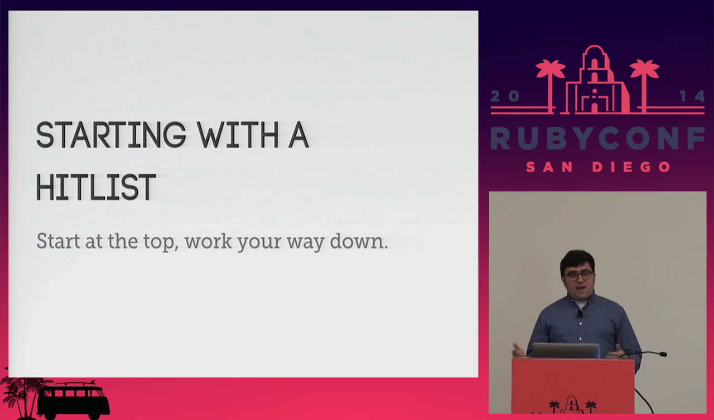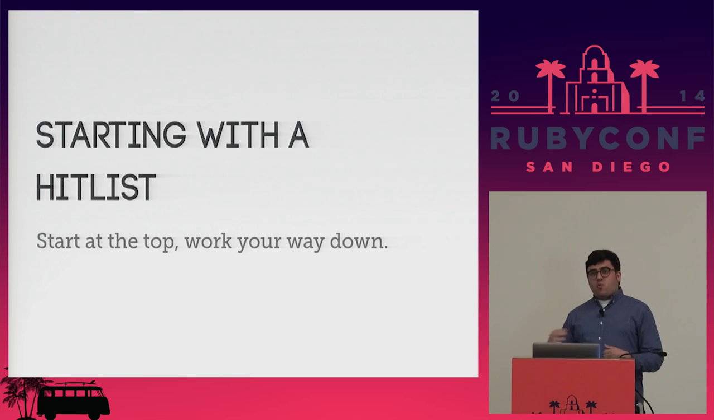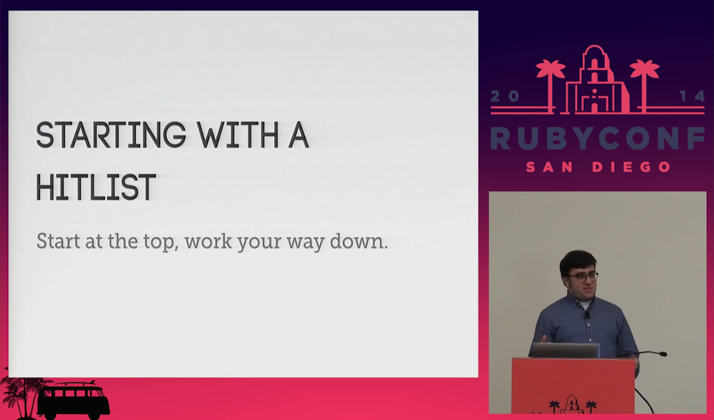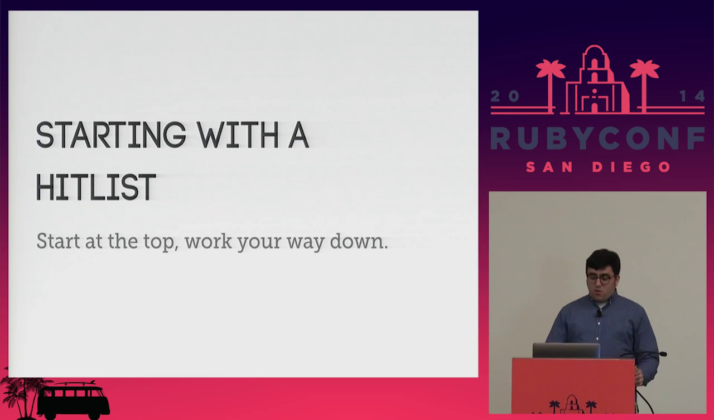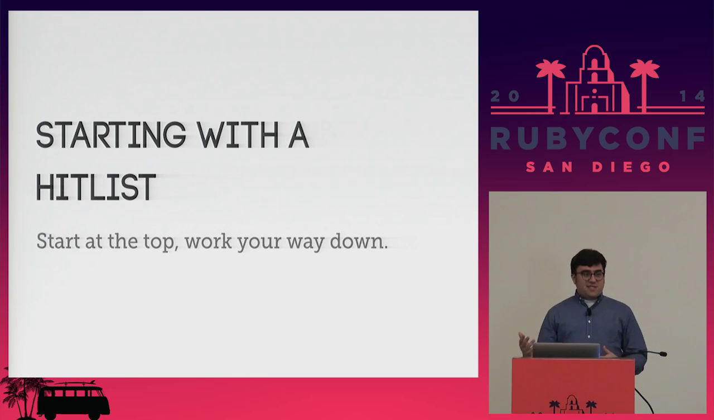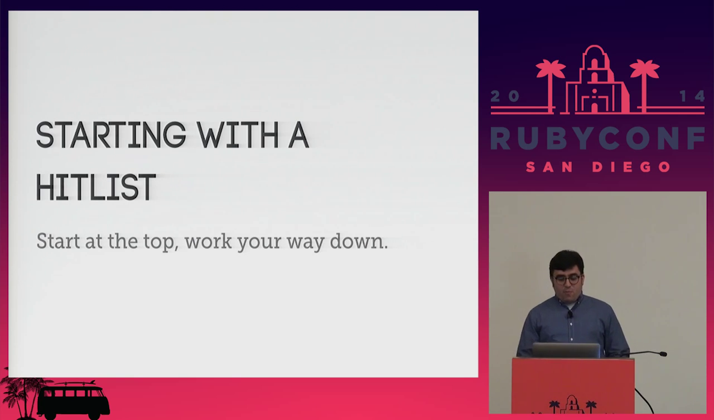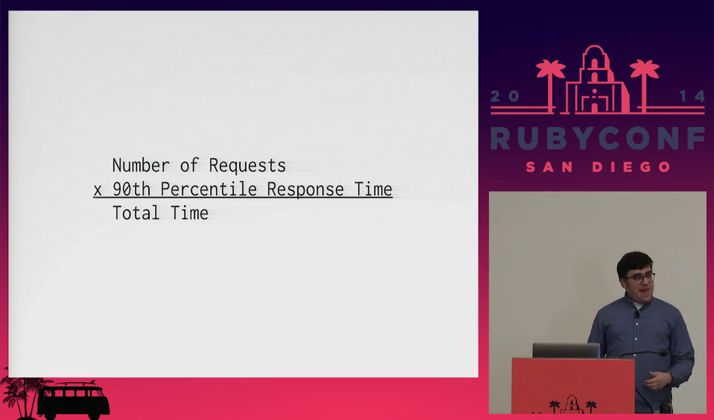Not so slow meaning if 10,000 people hit a 100 millisecond action versus one person hitting a 10,000 millisecond action, then maybe those two things are not actually equal. Maybe we should optimize the 100 millisecond one first, even though it's fast. So we developed a simple way of visualizing this, which we call a hit list. It's not really a novel idea, but basically we start with some really rough math.